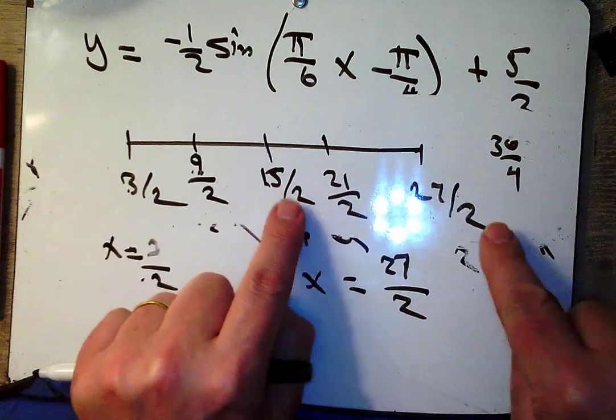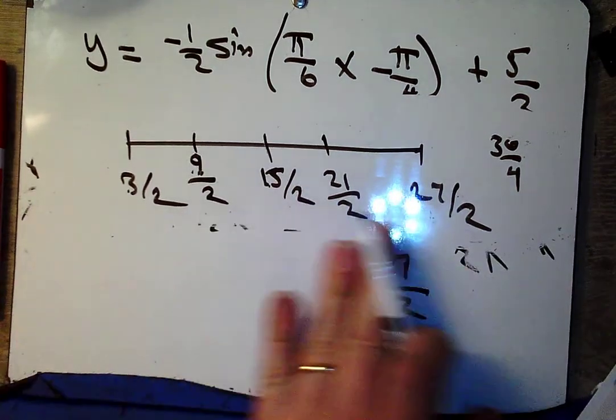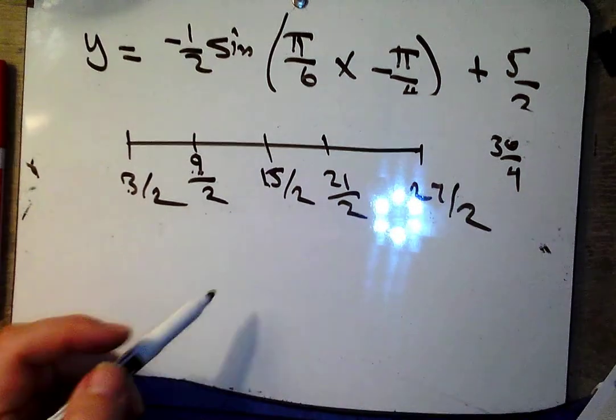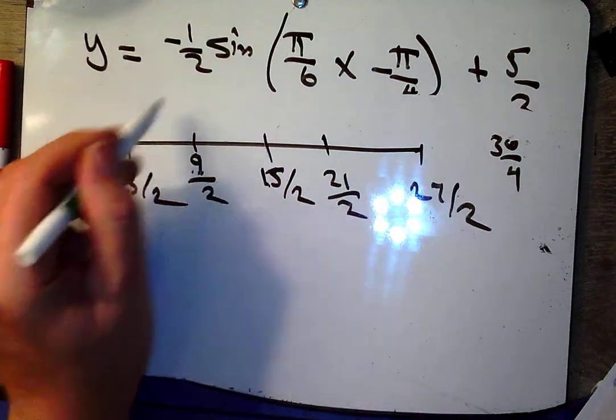42 over 4 does reduce to 21 over 2. Good. So now we've got this, and it's time for us to draw in our shape. So, do you draw in this shape?